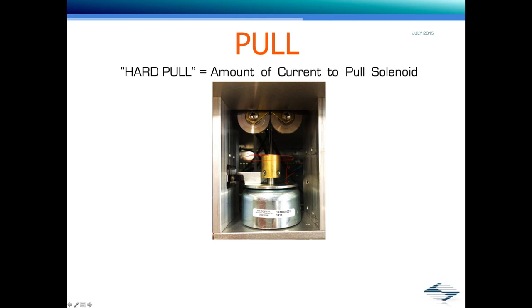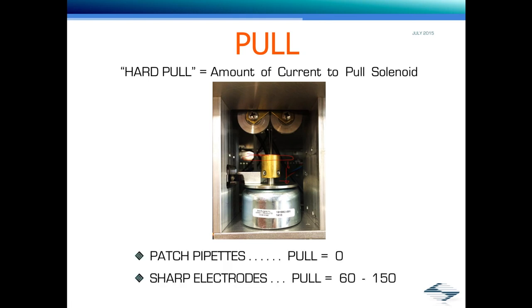So the hard pull is the amount of current you're providing to the pull solenoid. Patch pipettes normally have 0 pull. You still have the weight of that plunger there that's giving you gravitational, kind of weighted pull, but you usually have 0 pull with making patch pipettes because you want a short taper. And for sharp electrodes, you're going to have a moderate pull in there, 60 to 150. I usually don't go higher than that, or I end up overwhelming the parameter settings.